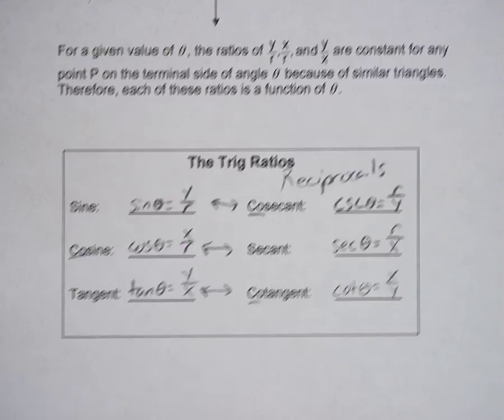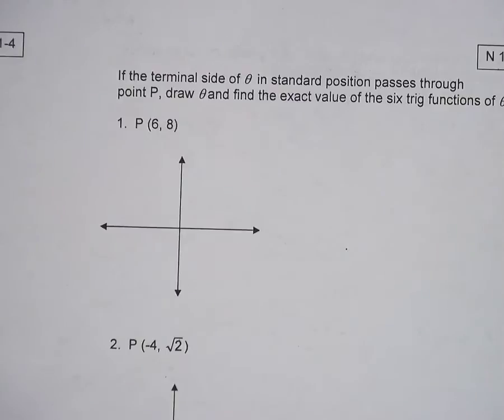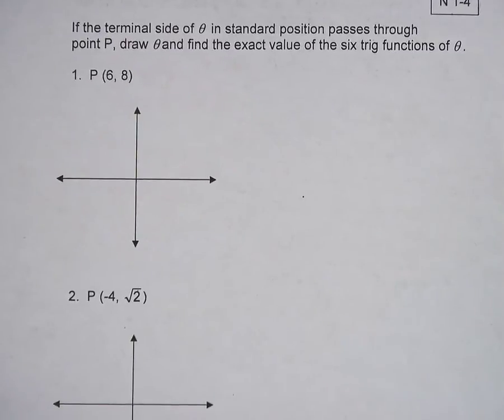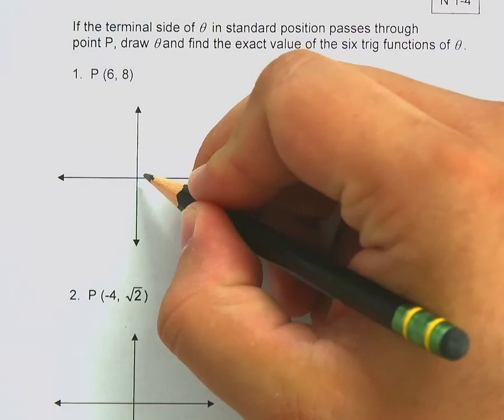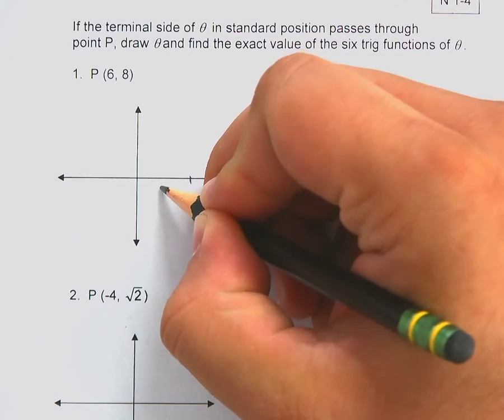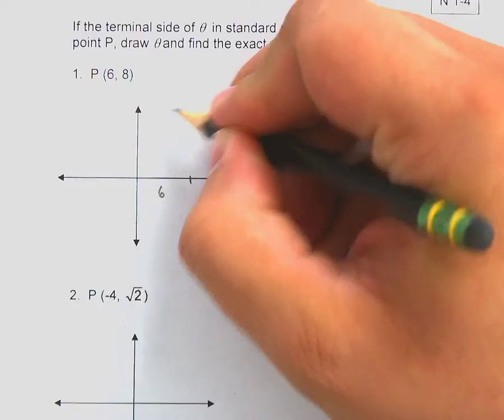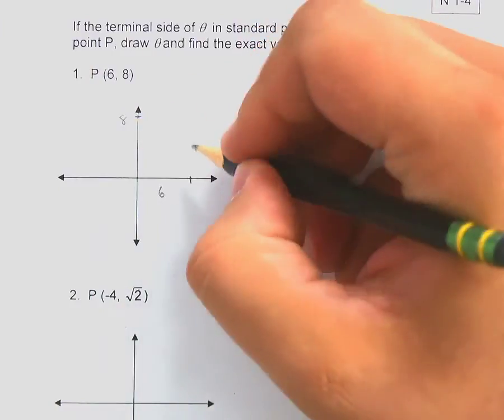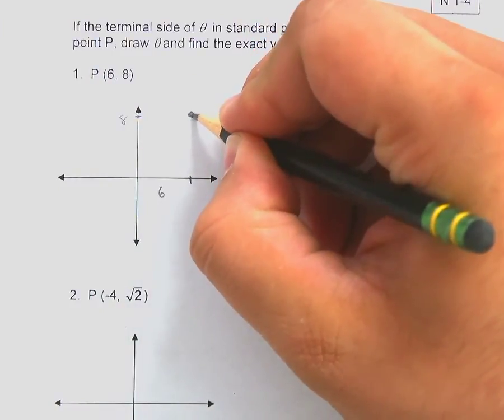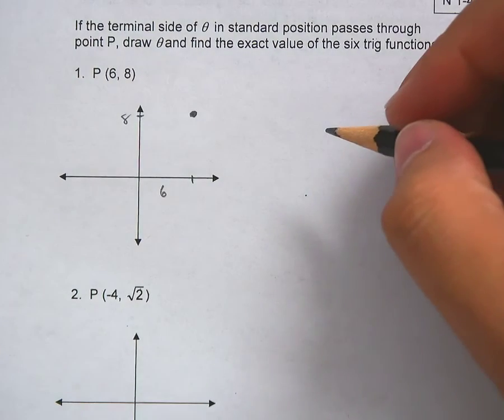All right, so let's figure out where this is actually going to be used. Let's say that the terminal side of theta in standard position passes through a point P. Draw theta, and find the exact value of the six trig functions of theta. Okay, so you've got a point P that's at 6 comma 8. So let's go over to 6. So it's at 6 comma 8, right?